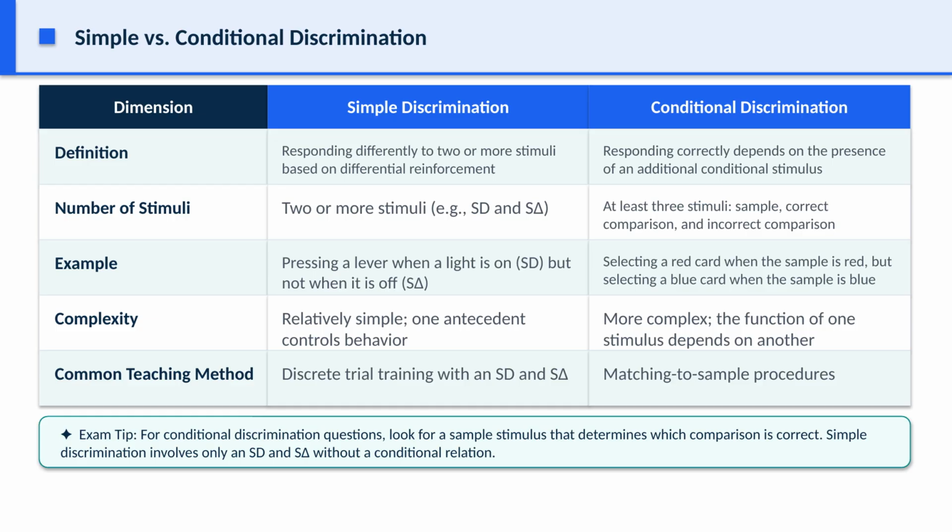For the exam, remember that simple discriminations involve one antecedent controlling behavior, while conditional discriminations require the learner to attend to multiple stimuli and their relations. This distinction is foundational for designing effective discrimination training and understanding how learners navigate increasingly complex environments.